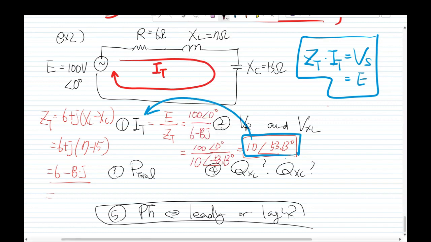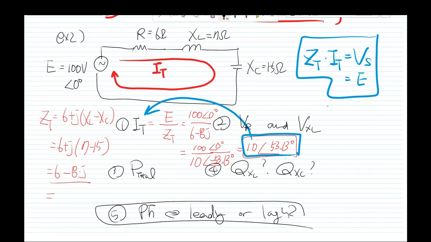Convert that to polar form, yes. Now I'm going to record and upload it on YouTube. You can check it if you missed the previous one. So that is for I sub T.